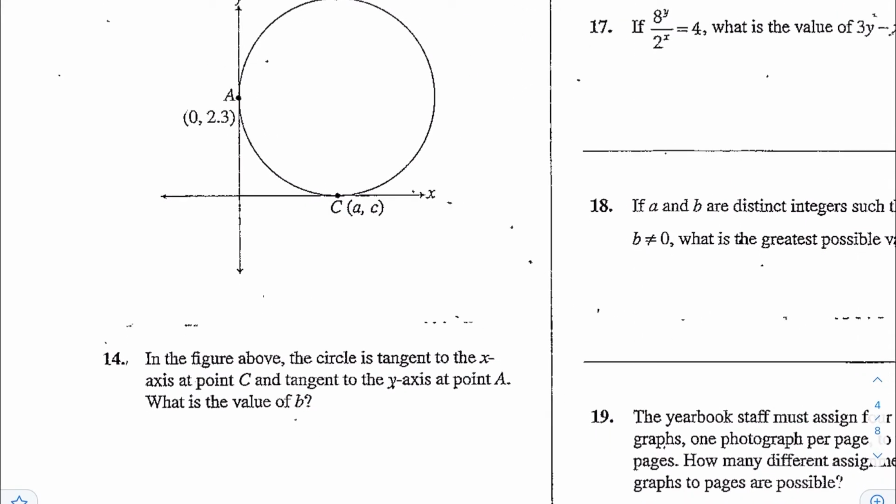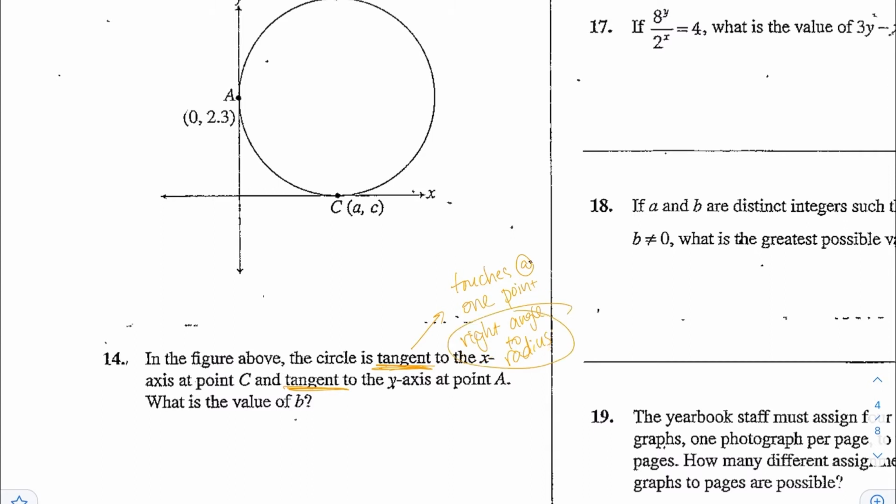All right, next, number 14. In the figure above, the circle is tangent to the x-axis at point C, and it's tangent to the y-axis at point A. What's the value of B? When you have a circle that's tangent to a line, it means it touches at one point. When it touches at one point, one of the properties of a tangent line to a circle is that you can make a right angle to the radius at that point. And that's just one of the properties of tangency.